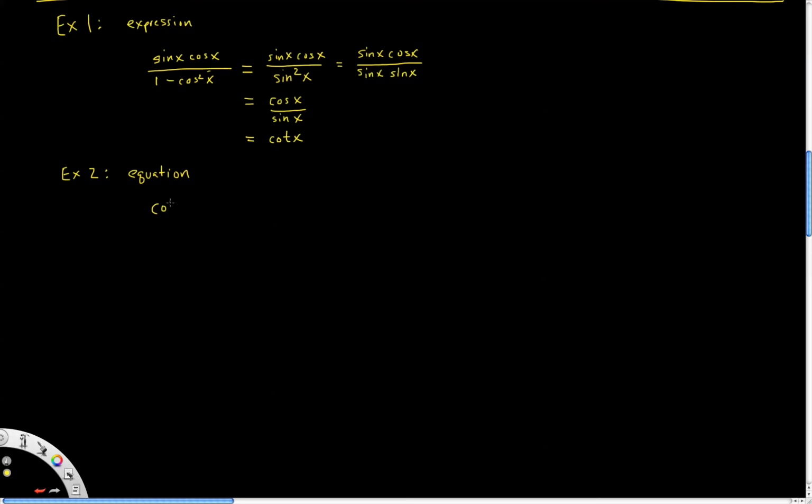Suppose I'm given cotangent squared theta plus cosine squared theta plus sine squared theta is equal to cosecant squared theta.